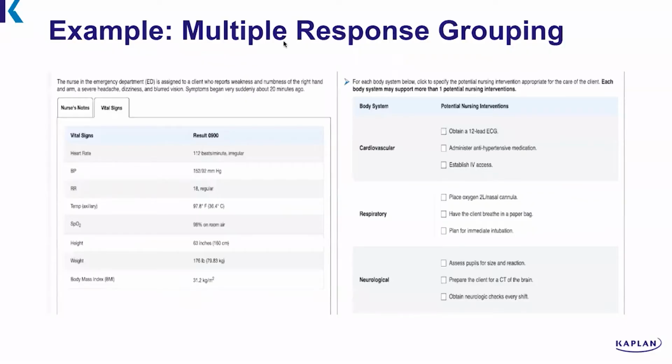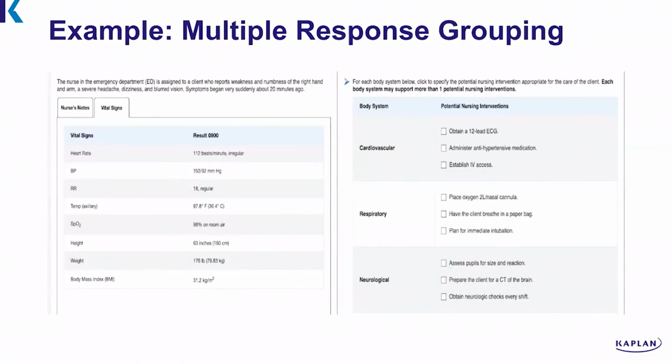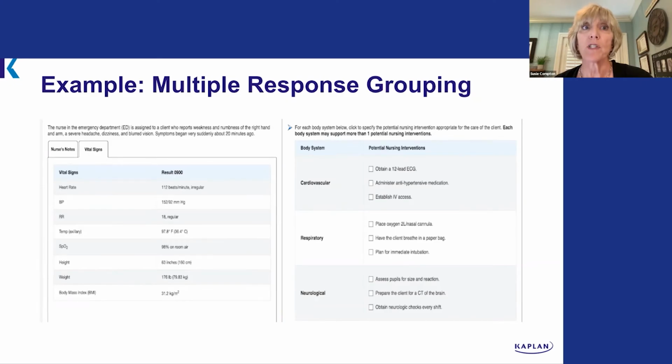Here is an example of a multiple response grouping item. There may be 2 to 5 rows or groupings, and there may be 2 to 4 options in each row. One option must be correct in each row, but like a SATA, more than one and even all of the options in each grouping can be correct.